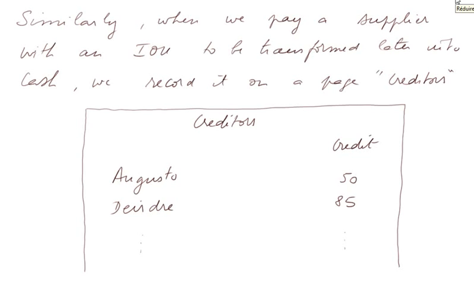Similarly, when we pay a supplier with an IOU to be transformed later into cash, we record it in our accounting system on a page called creditors. And there will be a column of credits that somehow we obtained from these suppliers. Augusto, we owe Augusto 50, and we wrote an IOU to Augusto for that. We owe Deirdre 85.